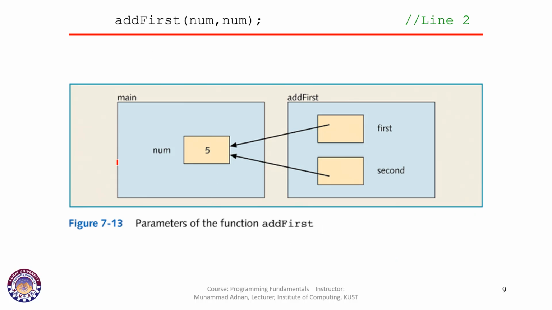So here you can see when add first was called, the first was holding the address of this location, the second was also holding the address of this location, and num was holding the address of this location. So whatever changes are made to this address either by first or second or by num, the changes are reflected in all of these reference variables, in first, in second, and in num.